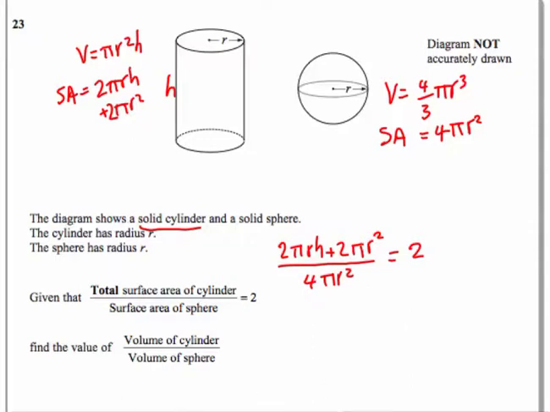This can be simplified hugely because we've got pi's everywhere, and r's top and bottom, and also things that divide by 2 top and bottom. So what are the common factors? 2 will go into everything, pi will go into everything, and r will go into everything. So I'm going to divide everything by 2 pi r.